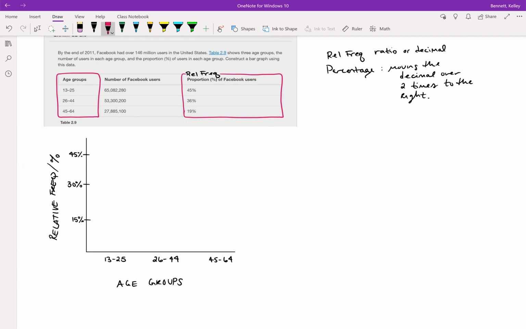All right, so we have one that is 45. I'm just going to draw this straight across. Then we have another that's 36. So that's going to be roughly right here, 36. These are just guidelines so I can draw a good bar graph. And then I have another that's 19. So that's going to be about here-ish.